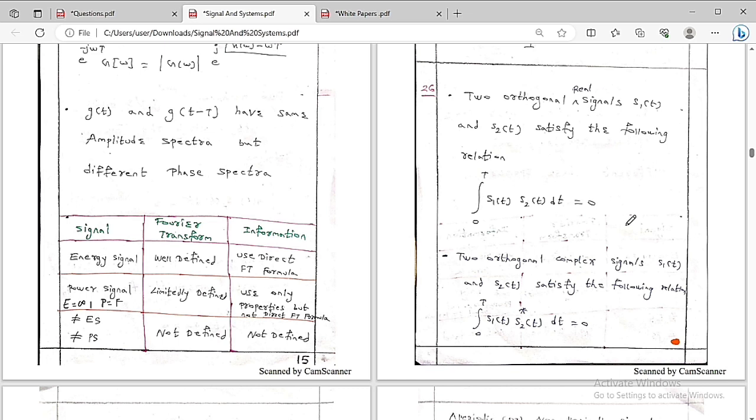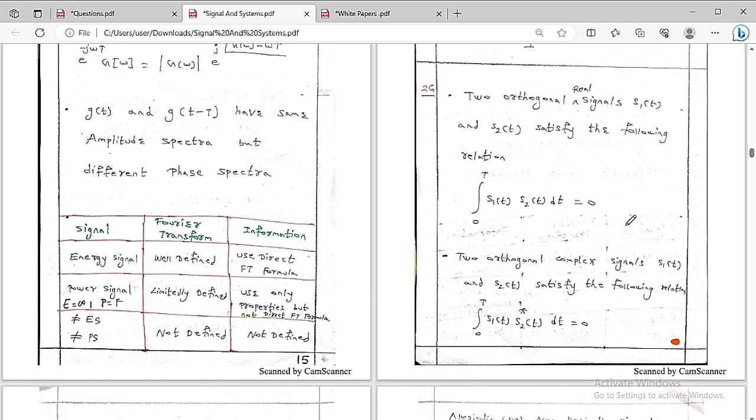So finally, if S1(t) and S2(t) are two orthogonal real signals in a given time period T, then the condition they satisfy is the integration from 0 to T of S1(t) times S2(t) dt is equal to 0. Similarly, if S1(t) and S2(t) are complex orthogonal signals in a time period 0 to T, then they satisfy the condition that the integration from 0 to T of S1(t) times the complex conjugate of S2(t) dt is equal to 0.